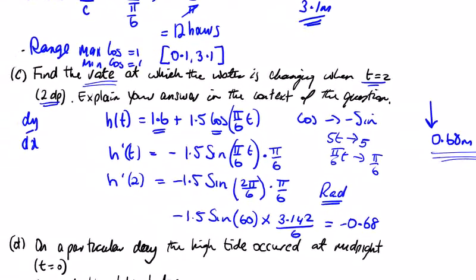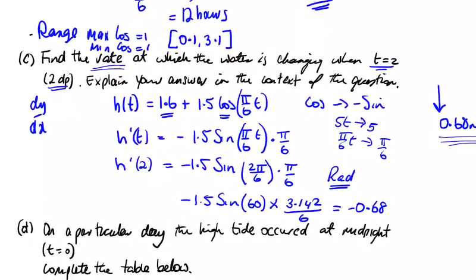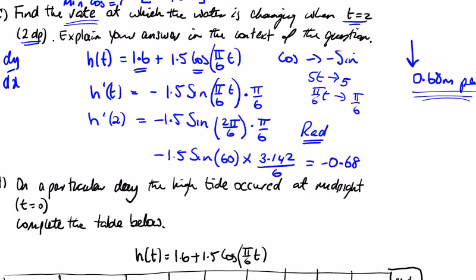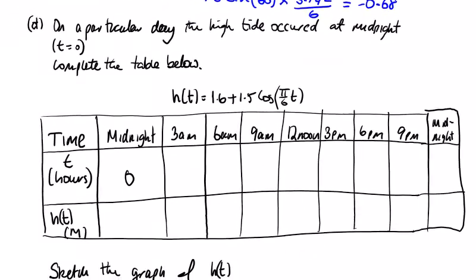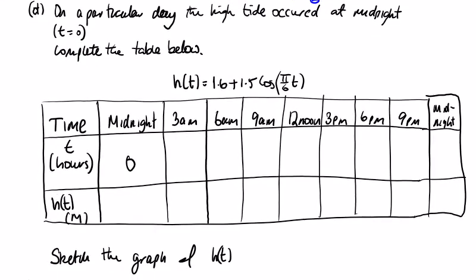Well, it doesn't say after the last high tide, but in the next part it will give us information that we could say that t could be maybe 2 a.m. On a particular day, high tide occurred at midnight. T is equal to 0, so that's where I got the 2 a.m. from. So we were just given this table here. We were given that midnight was 0 hours, and we just have to fill the information in. So at midnight, high tide occurred. So that's my 3.1.